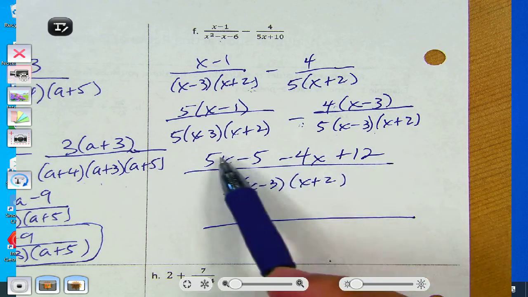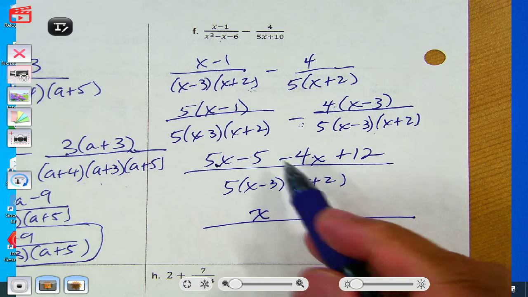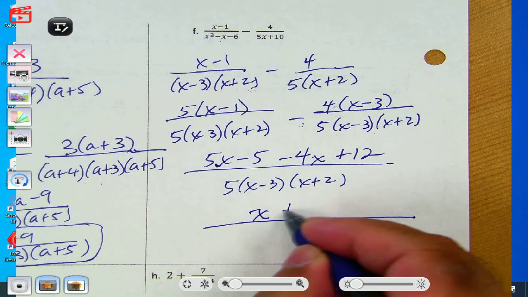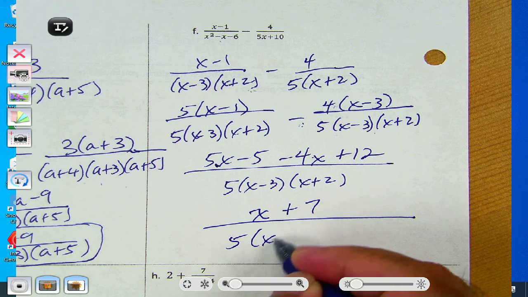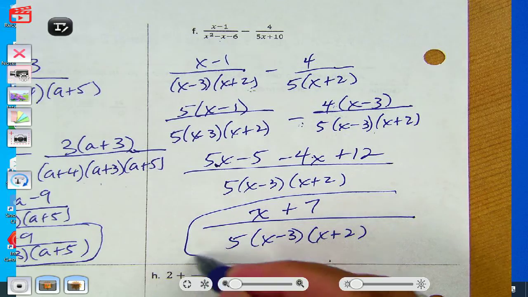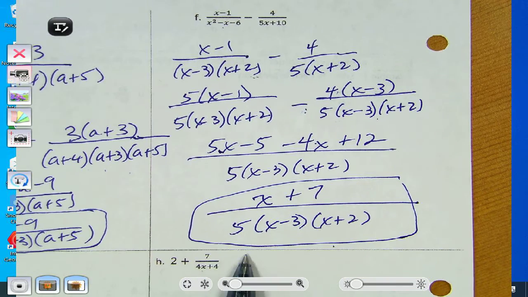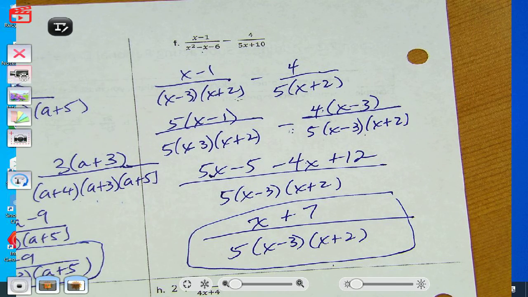Alright, now I'll combine like terms. 5x minus 4x can be combined, so that's x. Negative 5 plus 12 is 7. Now I am finished. This is my final answer. You do not have to multiply out the denominator. We prefer the answer to be in factored form.